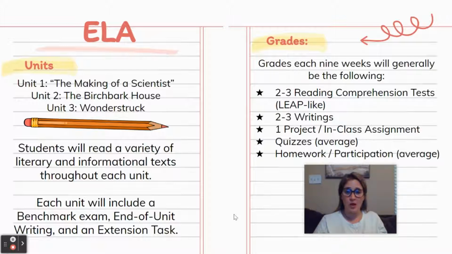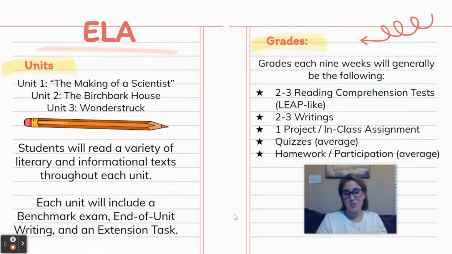So, to give you an overview of what ELA will look like in fifth grade, we will have 3 units that we will cover. There's a chance we will get to our 4th unit. It just depends on how we get through the first 3 units and the timing of those units. Our first unit is the unit that we started last week, which is the making of a scientist. Unit 2 is the birch bark house. Unit 3 is Wonderstruck.